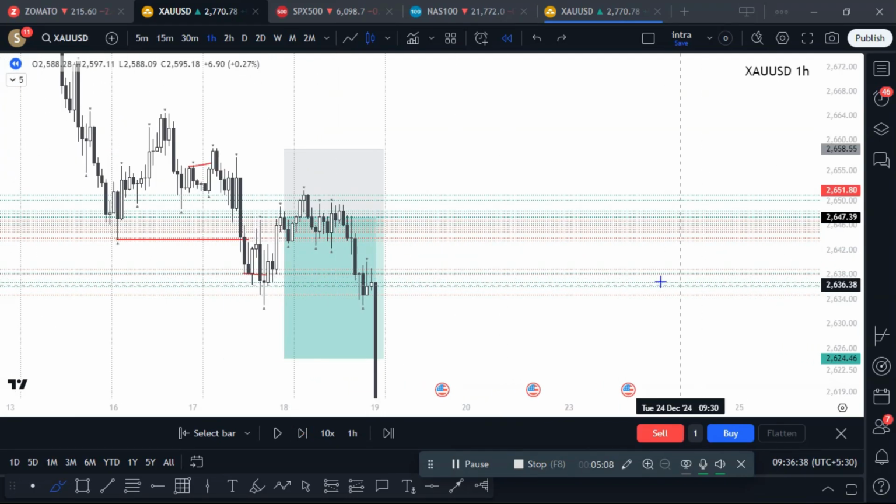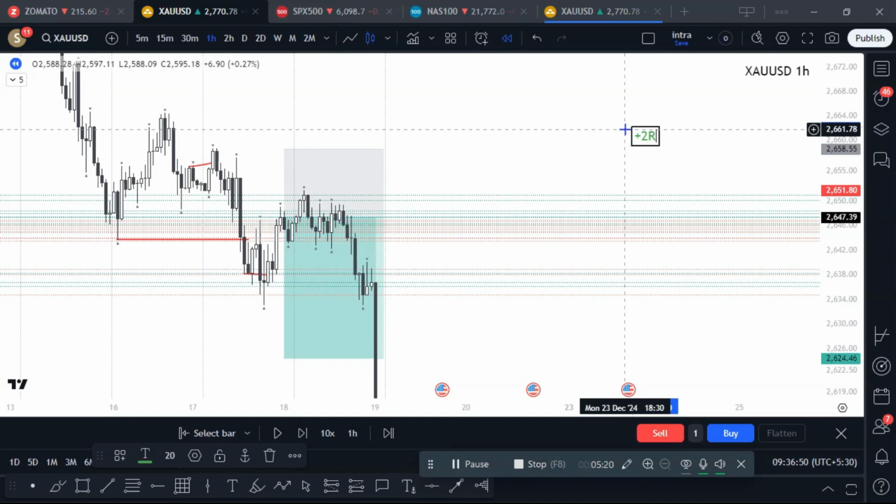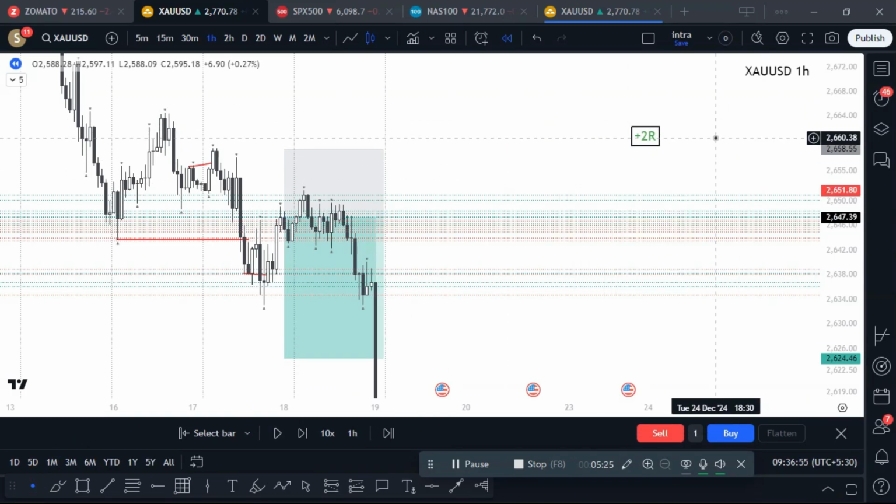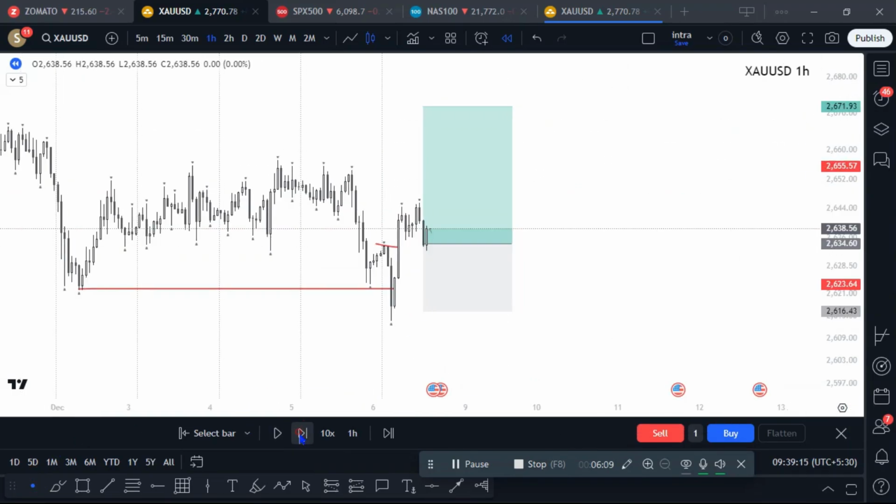And boom, straight 2R. Easy mechanical rules. Okay, so here we made plus 2R. Whenever we win, we will make 2R, and whenever we lose, we will lose -1. This is the mathematical edge in trading. Let me show you more examples. Let the probabilities play out.